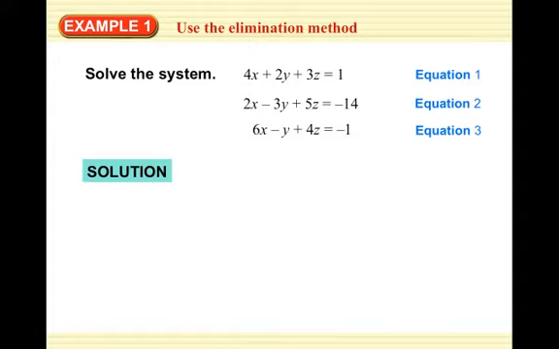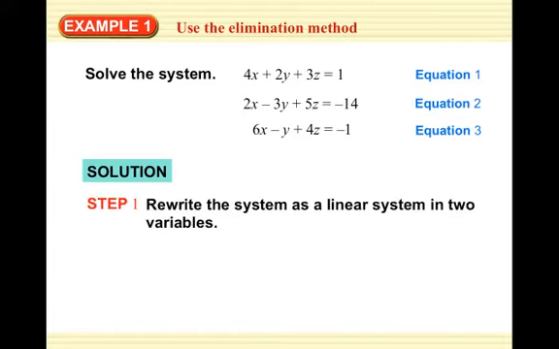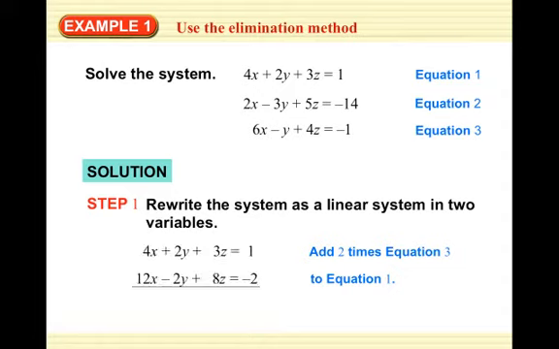If you look in that third equation, we have a y with a coefficient of negative 1, so it's going to be really easy to multiply that third equation to make it match up with the other two equations. For my first new equation, because I want to rewrite the system as a linear system in two variables, I'm going to eliminate the y. To do that, I'm going to multiply equation 3 by 2 so that I can add it to equation 1, and I'll have negative 2y to add to 2y, and my y's will go away.